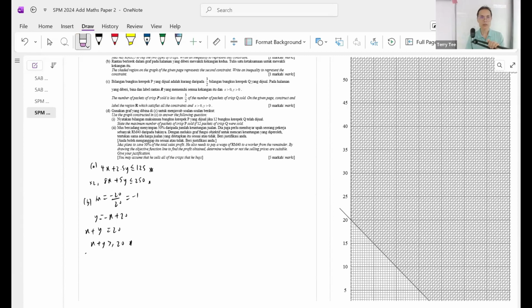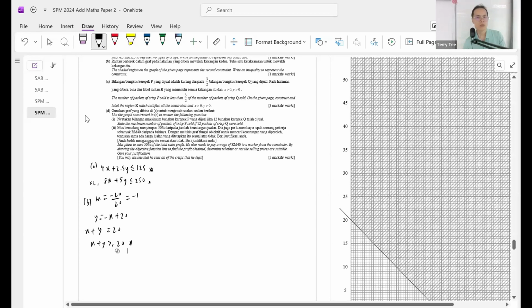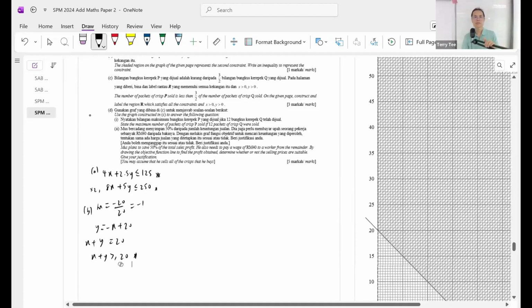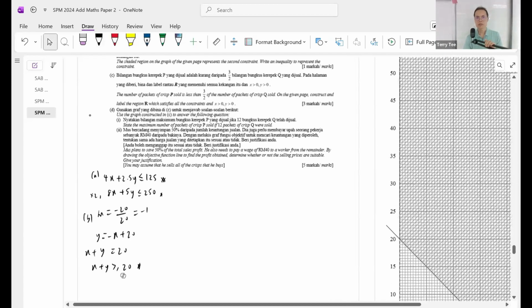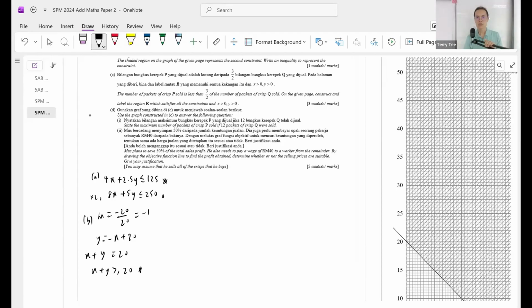All right, now next we are going to write the third inequality. The third inequality is this. The number of packets of crispy is less than 3 over 2 of the number of packets of crisps cube. So we say X is less than 3 over 2 Y. Normally you make Y the subject, so Y is greater than 2 over 3 X. So this is the third inequality. Okay, then they say on the given page, construct and label region R.